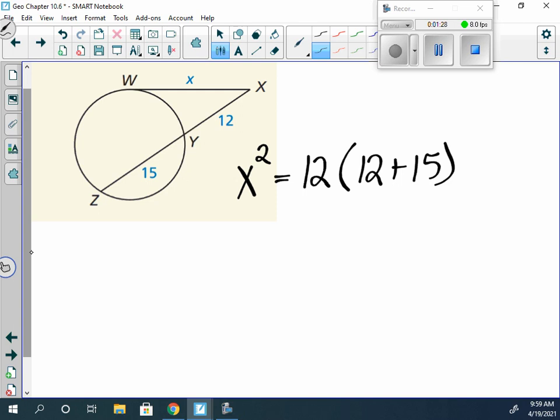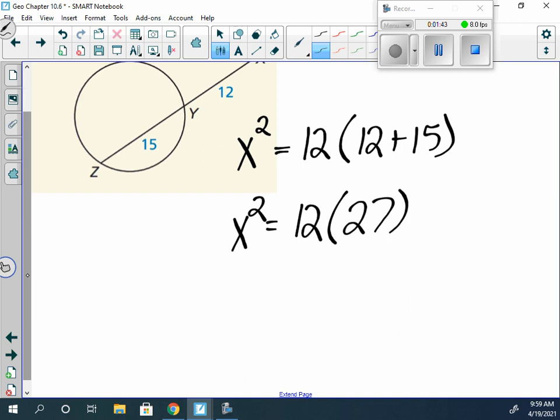So at this point, we can do some simplification on the right-hand side. We can do 12 plus 15, and 12 plus 15 is 27, because we can add 12 and 15 together. Now what can we do next? We can multiply 12 and 27. So we can pull out a calculator and do 12 times 27. We would get 324. Any questions on anything we've done thus far?